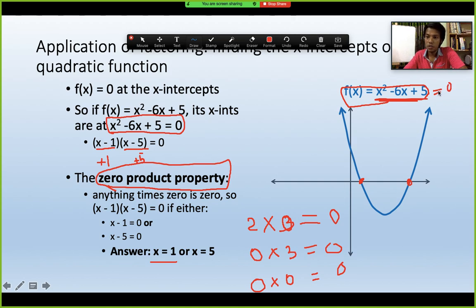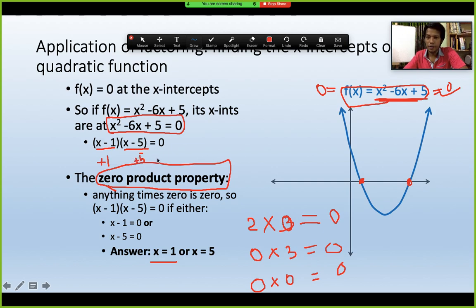The reason is, we are trying to find the x-intercept. And x-intercept means y equal to 0. f(x) means y. So f(x) equal to 0 means x squared minus 6x plus 5 equal to 0. To get the x-intercept, we have to write f(x) equal to 0 or y equal to 0. So y equal to 0 means this side equal to 0. This is how we can proceed logically.